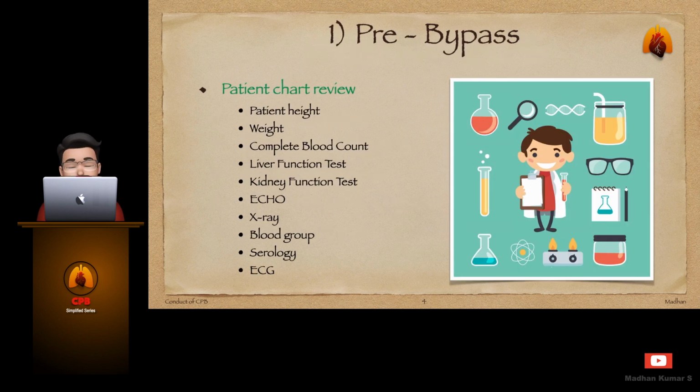In the first stage of pre-bypass, a perfusionist has to review the patient's chart and collect the following data: patient height, weight, complete blood count, liver function test, kidney function test, echocardiogram report, X-ray, blood grouping report, serology report, and ECG report.